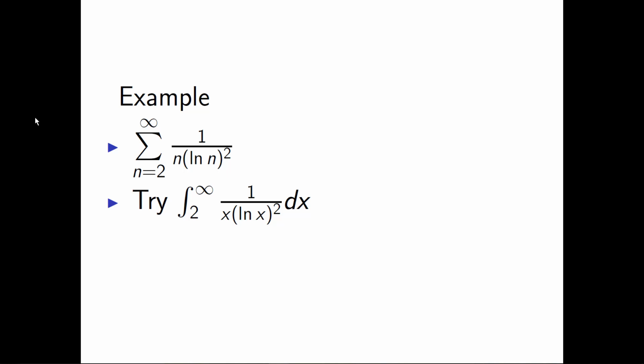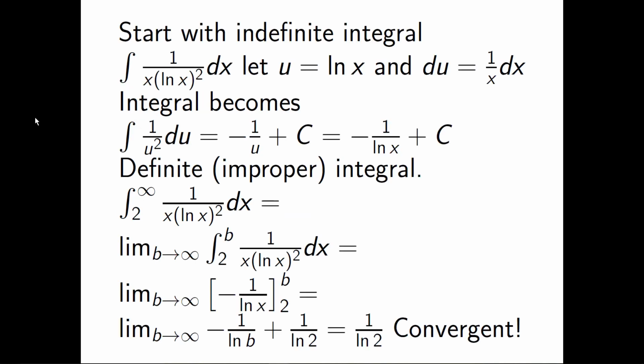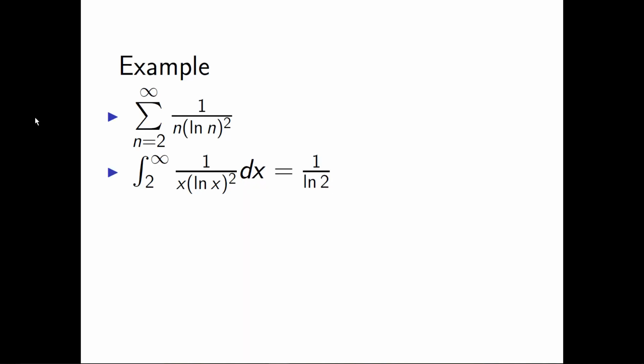Instead of 1 over n natural log of n squared, we've got 1 over x natural log of x squared. And we need to find that integral. Okay, now I don't want to spend too much time on the integral. If you want, you can pause the video right here and see how the integral works. It's a substitution. But what we find is that that integral equals 1 over the natural log of 2.